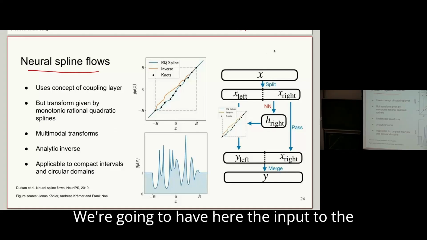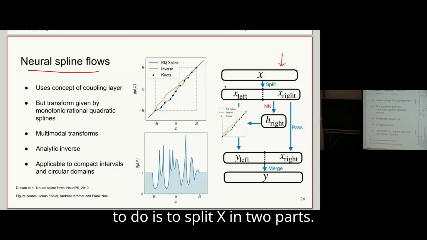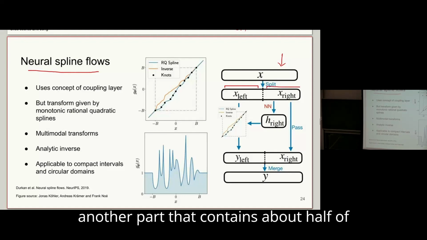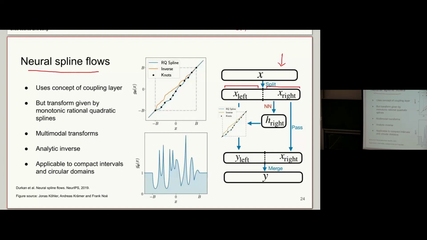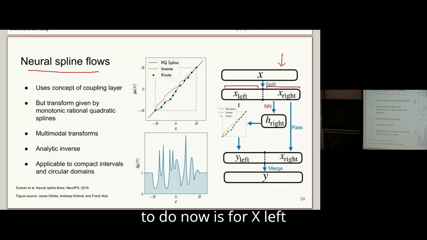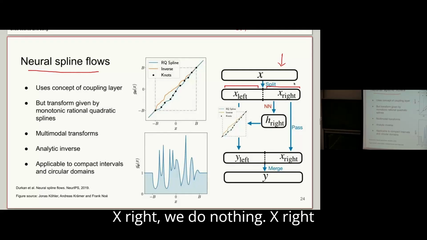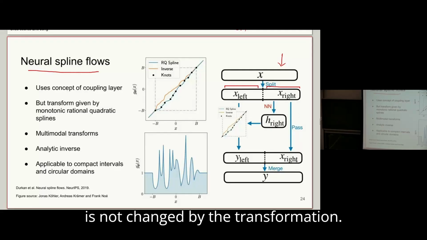We're going to have the input to the transformation, x, and what we're going to do is split x in two parts. One part contains about half of the dimensions, x left, and another part contains about the other half of the dimensions, x right, okay? And the transformation that we are going to do now for x left is very simple. We do nothing. Sorry, for x right, we do nothing. Okay? X right is not changed by the transformation. Okay?